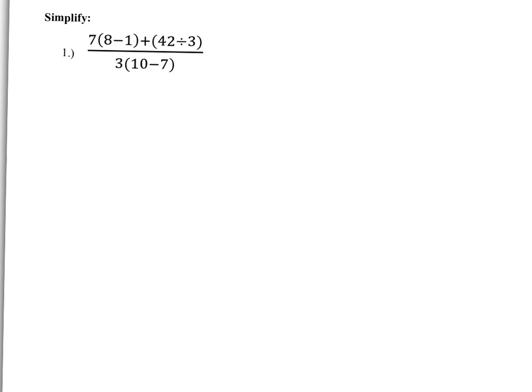So let's start with 8 minus 1. We know 8 minus 1 is 7. Once you're done with that, you can write 7 times 7. The parentheses can go away. You can even write the 7 still in parentheses. Plus 42 divided by 3 is 14. And now I'm going to put the fraction bar, and then under the fraction bar, I can also do 10 minus 7, and 10 minus 7 is 3. So at the bottom, I have 3 times 3.